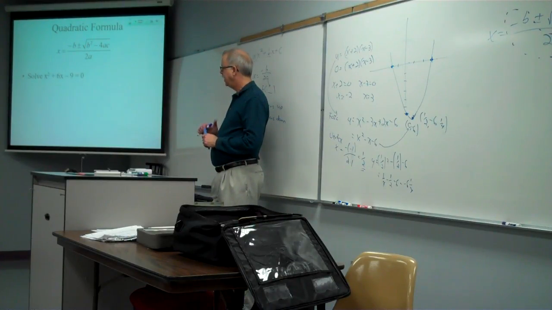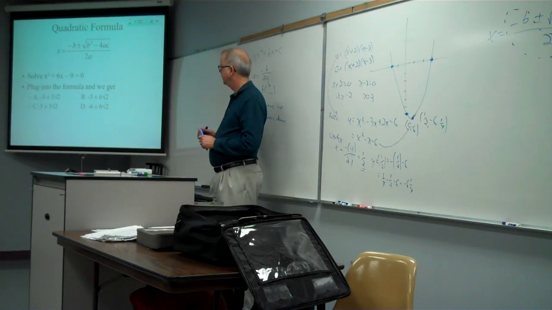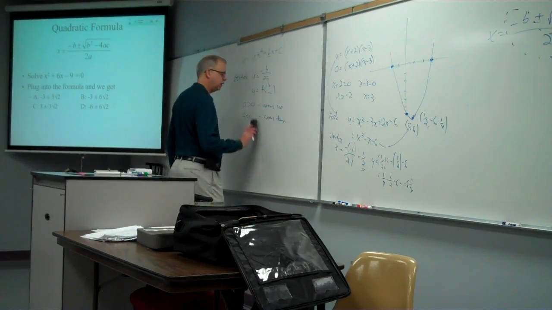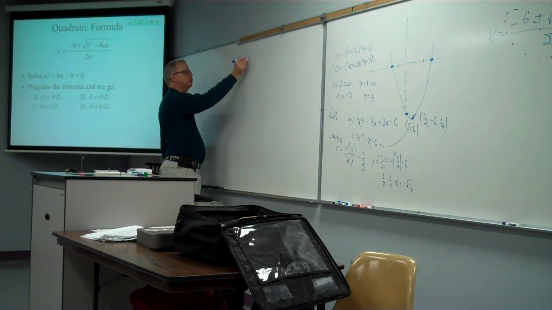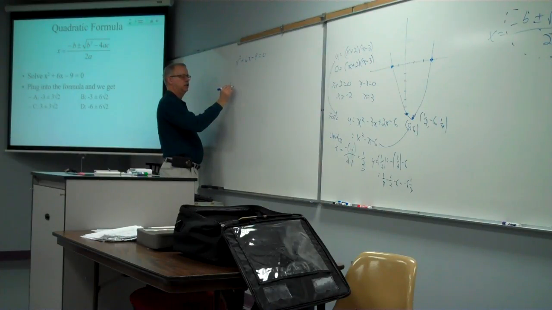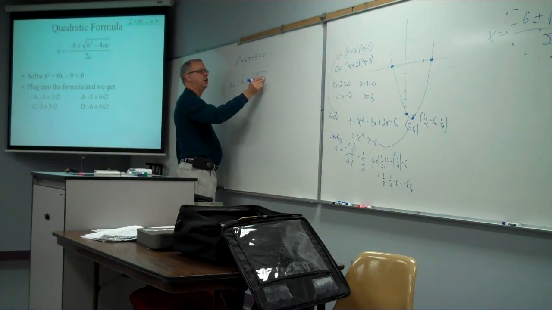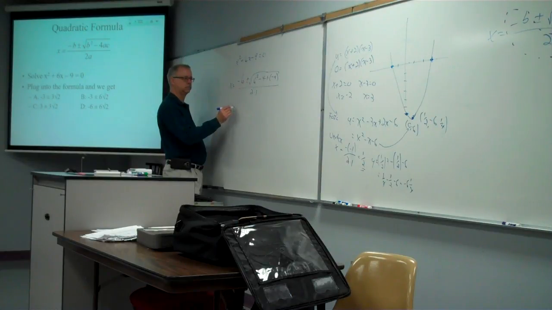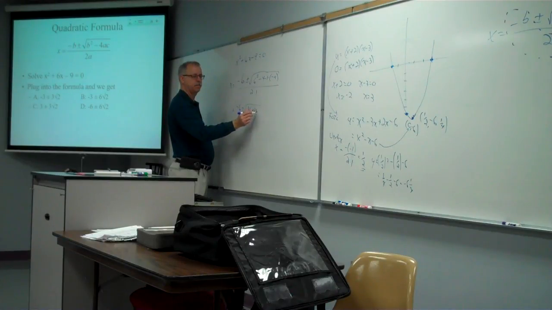So let's look at this one. X squared plus 6x minus 9. We may start this just a little bit. It's a fairly involved process. So we've got x squared plus 6x minus 9 equals 0. X is negative b plus or minus the square root of b squared minus 4ac all over 2a. Inside the radical, we get 36 plus 36? Got to watch our signs carefully.